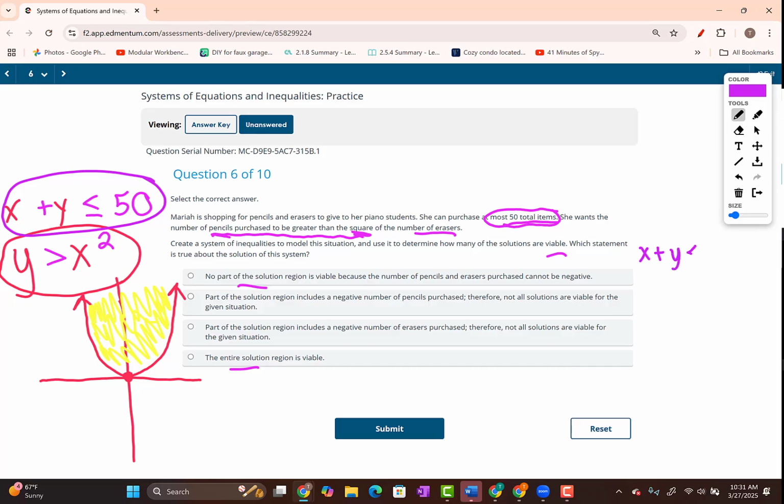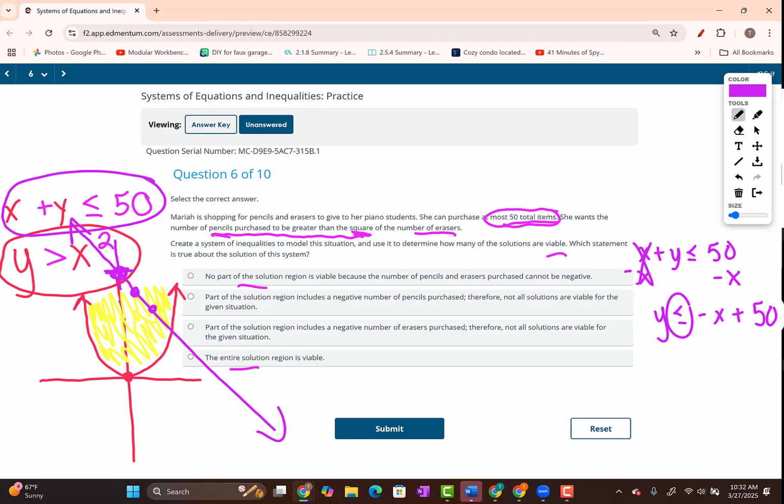I'm going to put this in slope-intercept form by subtracting x from both sides. We're left with y is less than or equal to negative x plus 50. We're going to estimate this, of course, but the y-intercept of 50 is going to be way up here somewhere. We'll just call it there. And then the slope is negative 1 over 1, so we're going down 1 over 1. The general shape of the graph is going to look like this, and we're shading everything where y is less than negative x plus 50. So that means we're shading everything below this line.